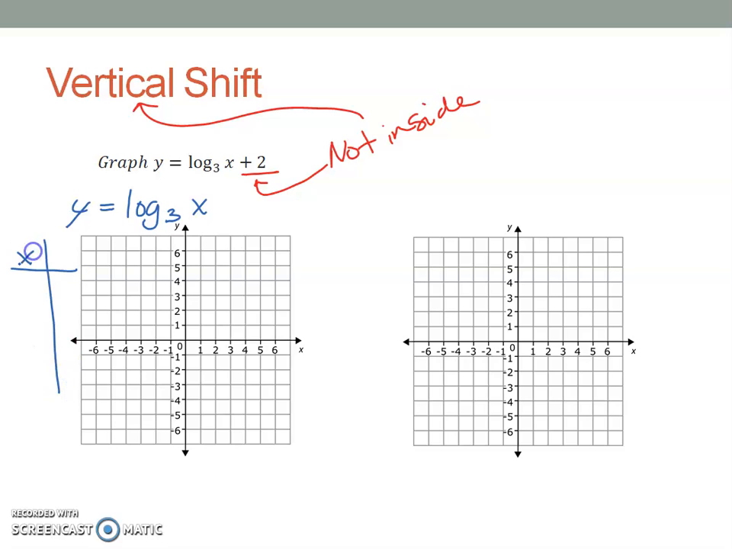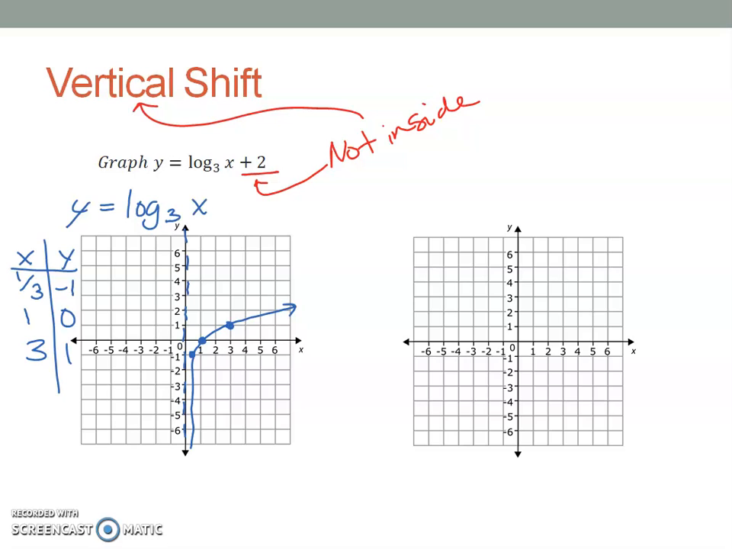Draw my table. X and y. Remember, for your logarithm, you know your y's: -1, 0, and 1. 0 always goes with 1. 1 goes with the base, which is 3. And -1 goes with the reciprocal of the base, which is 1/3. So I've got 1/3, -1; 1, 0; 3, 1. Don't forget our vertical asymptote. Draw my line. And there we go.